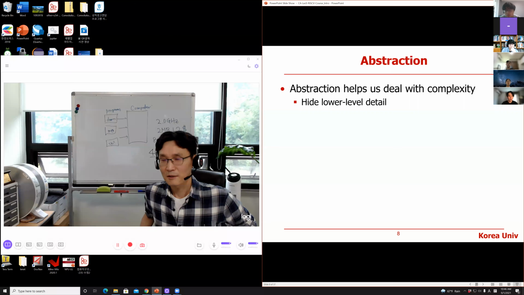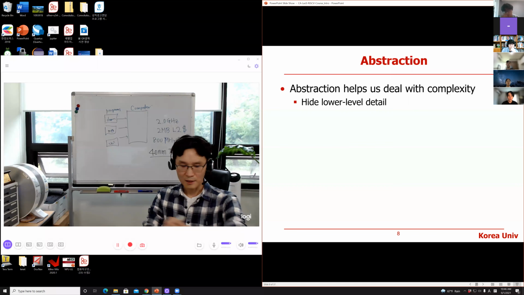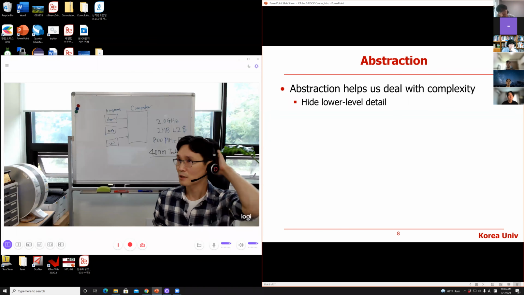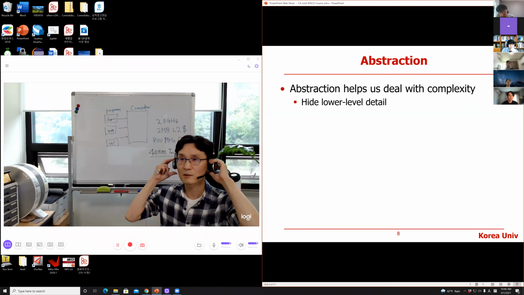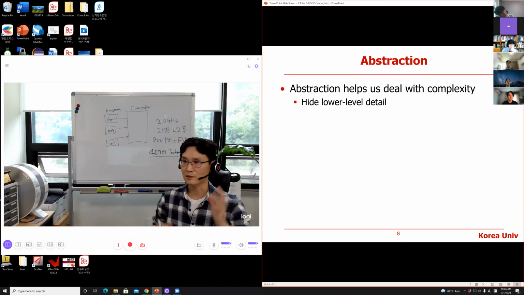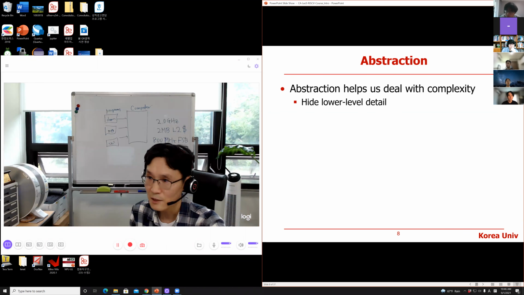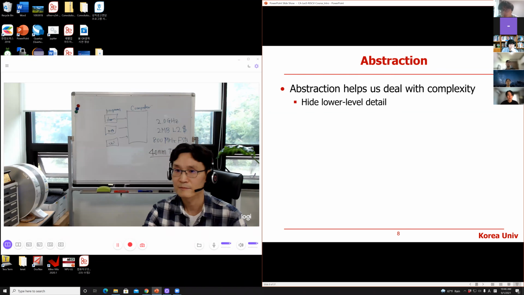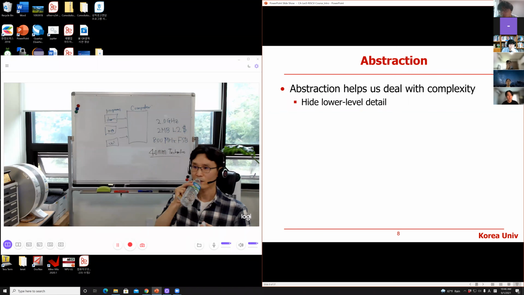Okay, let me introduce a very important terminology to see a big picture when you study computer, not only computer architecture, but any technical field. The abstraction. Chanu, can you please read this for me? Abstraction helps us deal with complexity, hide lower level detail.